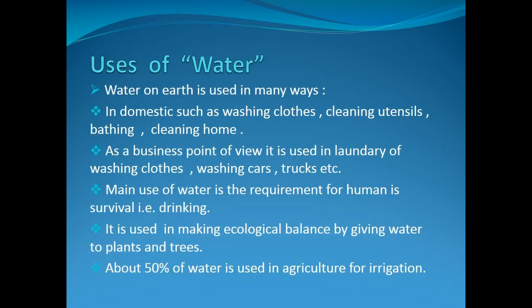Uses of water. Water on Earth is used in many ways. In domestic use, such as washing clothes, cleaning utensils, bathing, cleaning home. From a business point of view, it is used in laundry for washing clothes, washing cars, trucks, etc. The main use of water is the requirement for human survival, that is drinking. It is used in making ecological balance by giving water to plants and trees. About 50% of water is used in agriculture for irrigation.